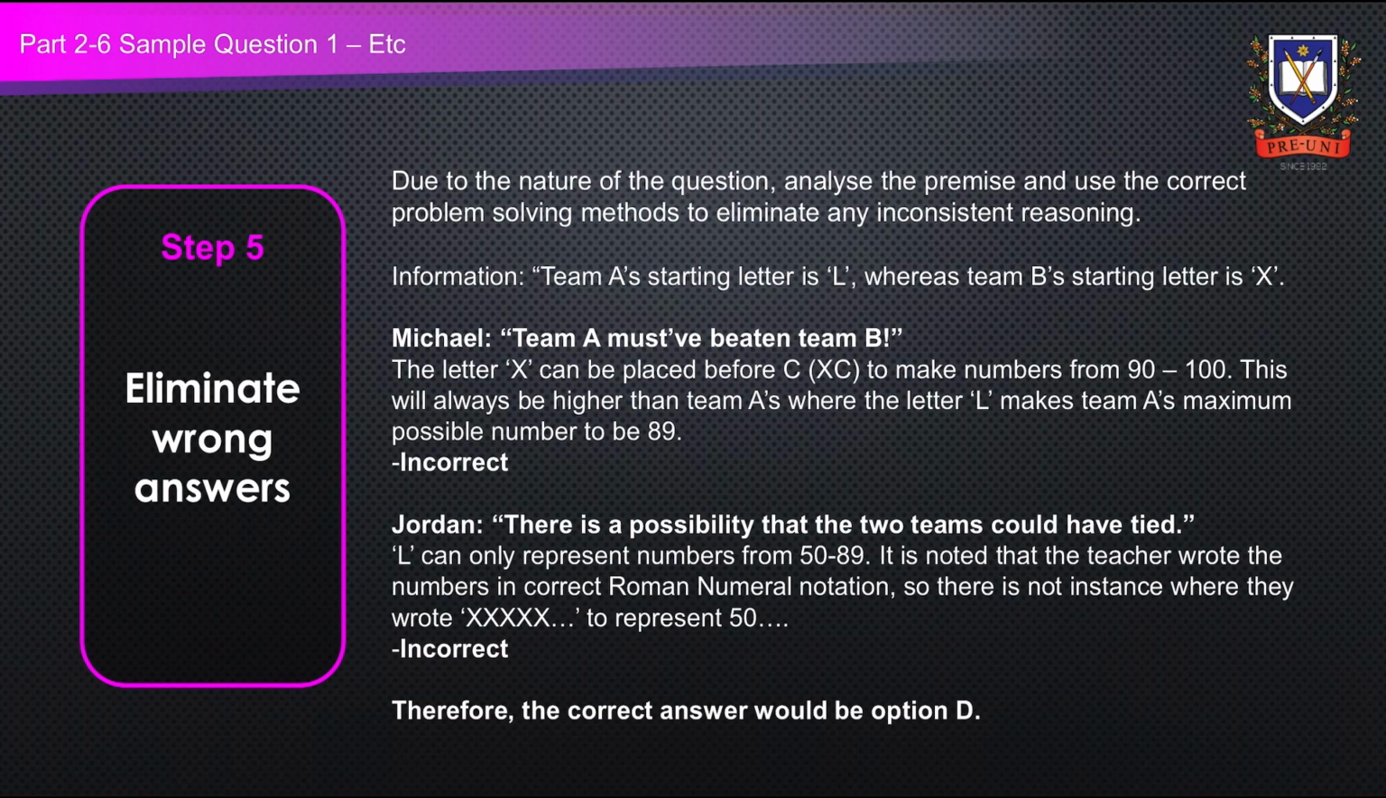Therefore, there is a possibility that Team B could have scored higher than Team A, making Michael's statement incorrect. We should then look at Jordan's statement that there is a possibility that the two teams could have tied.